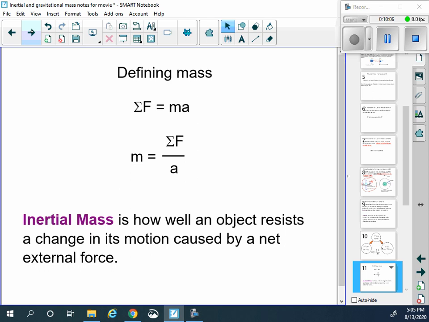If mass is going to be my net force over acceleration, we can say mass is how well an object resists a change in its motion caused by a net external force. We call this mass inertial mass. Kind of makes sense if you think about it, because resisting a change in motion caused by an external force is inertia. So when I'm using inertia to find an object's mass, I'm finding what is called inertial mass.